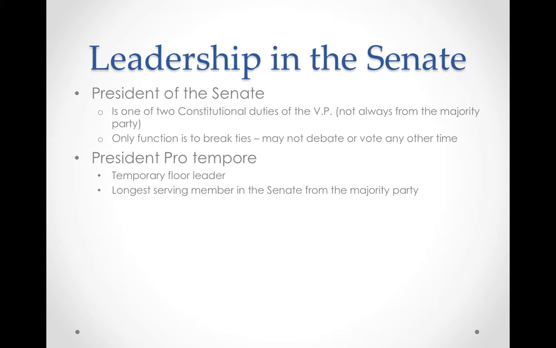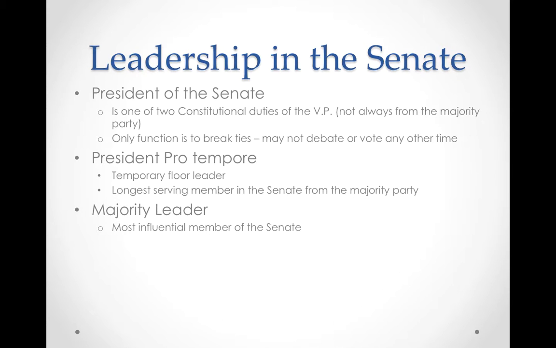You have the President Pro Tem, and this is established in Article 1 of the Constitution also. This is a temporary floor leader. The President Pro Tem, once again, is not very influential. The only reason they hold that position is because they happen to be the longest serving member in the Senate of the majority party. They're not the oldest. This is a different distinction. You can have somebody who is really old running for office for the very first time. This is someone who's been in the Senate longer than anyone else, and they happen to be from the majority party.